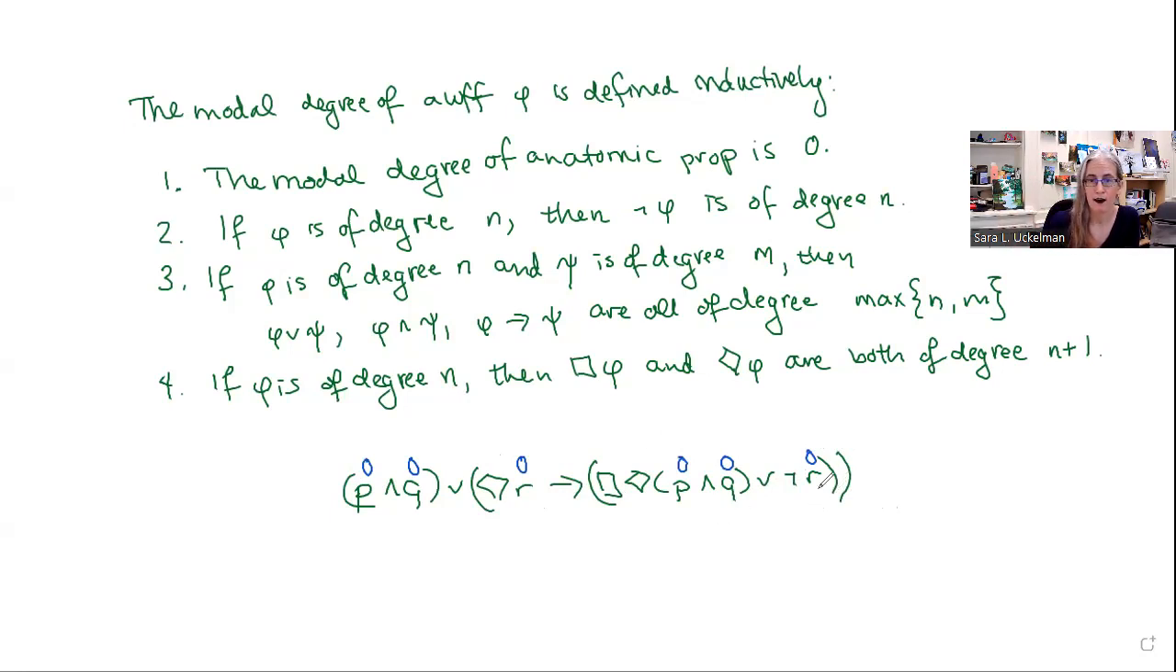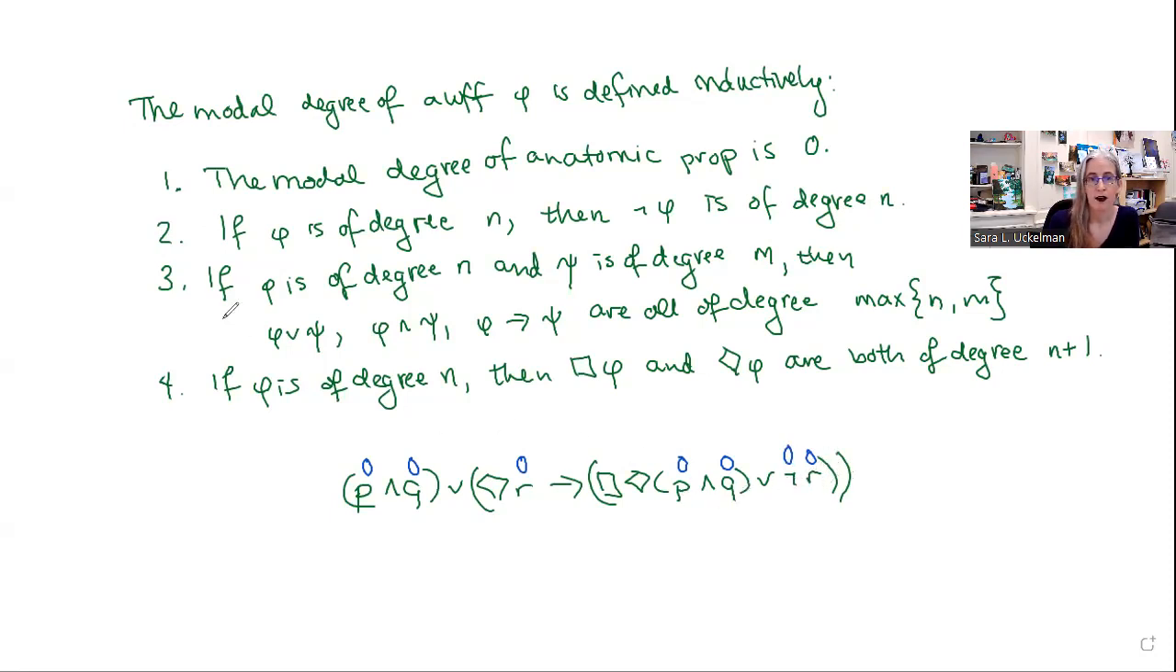So not R, this is of the form not phi, so we look at number 2. If phi is of degree n, then not phi is of degree n. So our phi here is R, it is of degree 0, so not R is of degree 0.